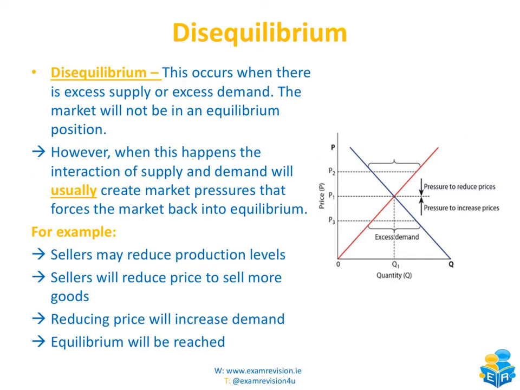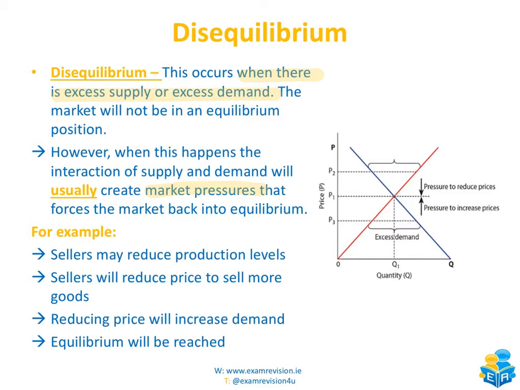And the next thing that we will look at now is disequilibrium. Disequilibrium occurs when there's excess supply or excess demand. And this means that the market will not be in an equilibrium position. But it's important to note as well that usually when disequilibrium takes place, the interaction of supply and demand begins to create what are called market pressures. And these market pressures force the market back down or back up into equilibrium.